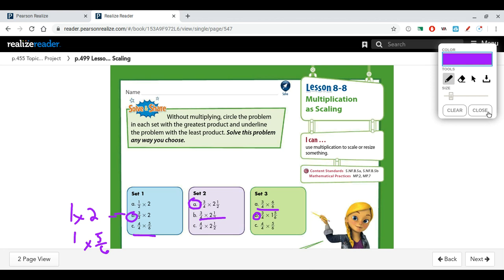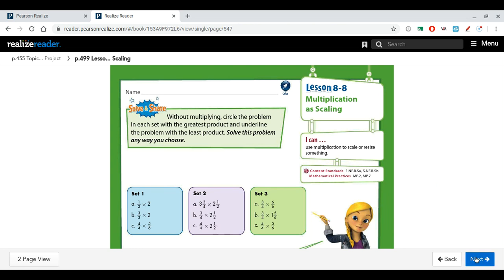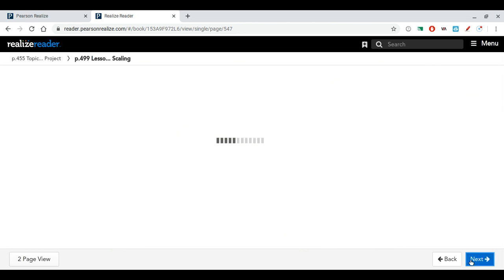All right, so move down to your look back. How is 3/3 times 2 like 1 times 2? Well, 3/3 is a whole, right? 3/3 is equal to 1. Any time that I have a numerator and denominator that are the same value, it's equal to 1. So that's how 3/3 is like 1, because 3/3 is equal to 1. They are equivalent. All right, head into your next problem.